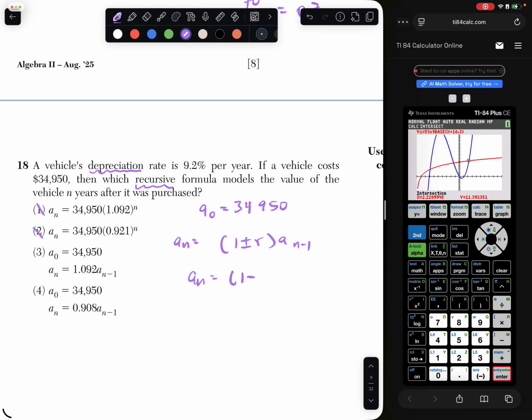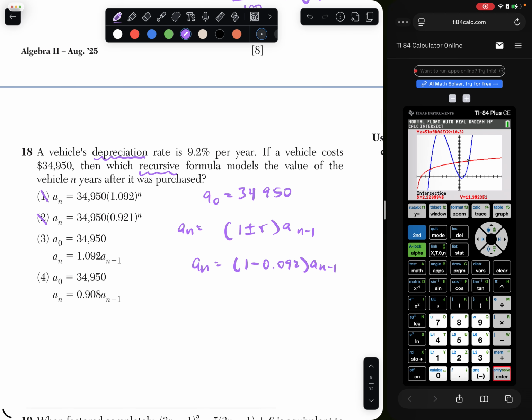My value is going to go down. And then my rate, I want to express that as a decimal. So this would be 1 minus 0.092, times a sub n minus 1. And you'll see that since I'm subtracting, I'm going to get a number less than 1. Answer choice 4. You don't even have to do the subtraction here.